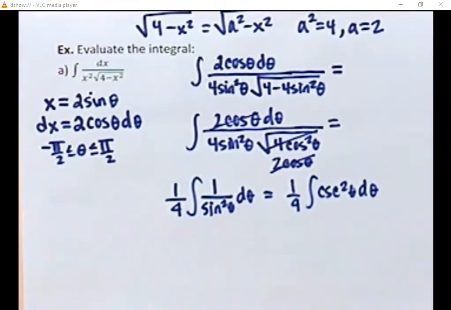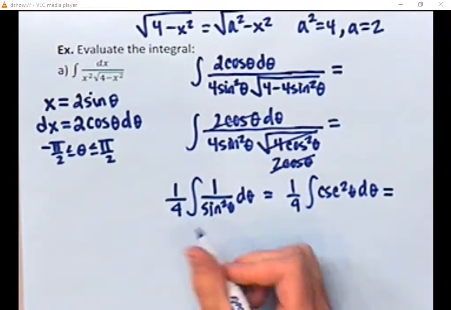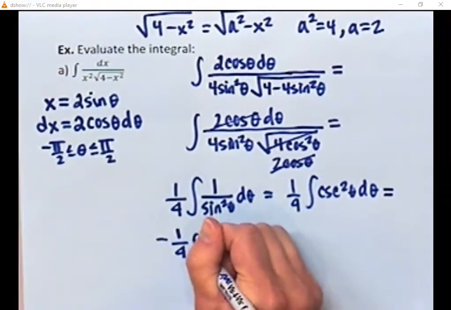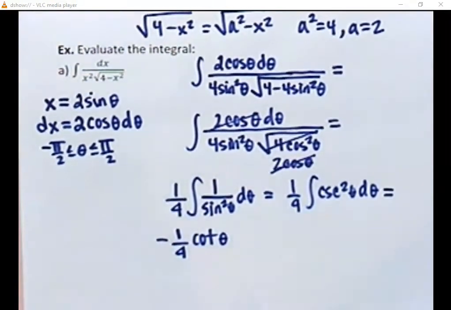Do I know how to integrate cosecant squared? Luckily I do. There's an integral, right? What does it become? Negative cotangent, right? So this one switches signs. It's negative cotangent. So negative 1/4 cotangent of theta plus c.